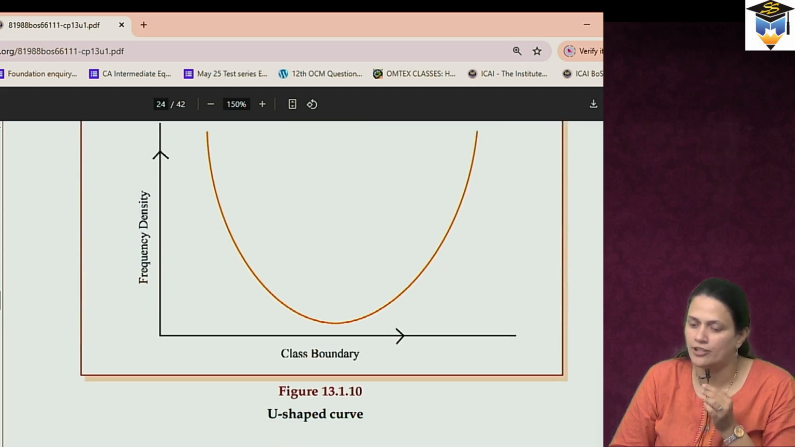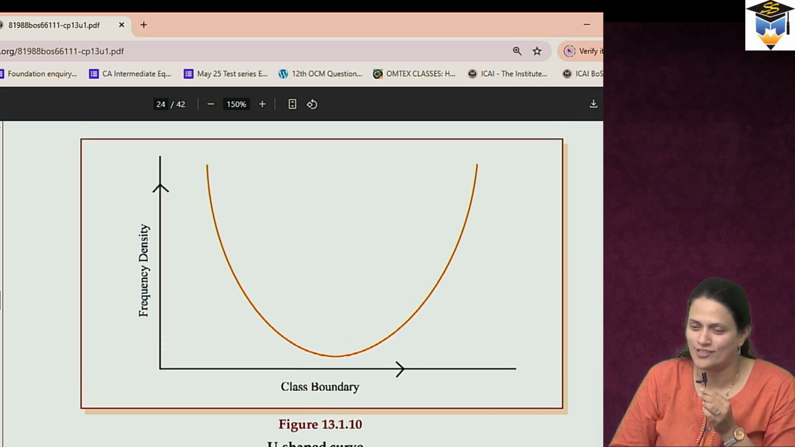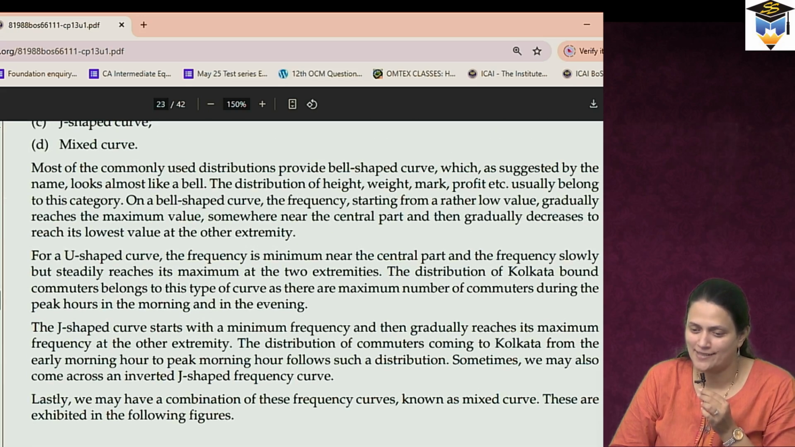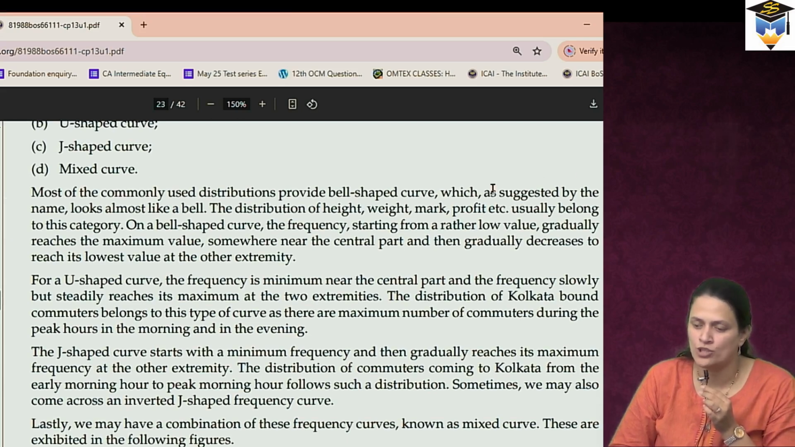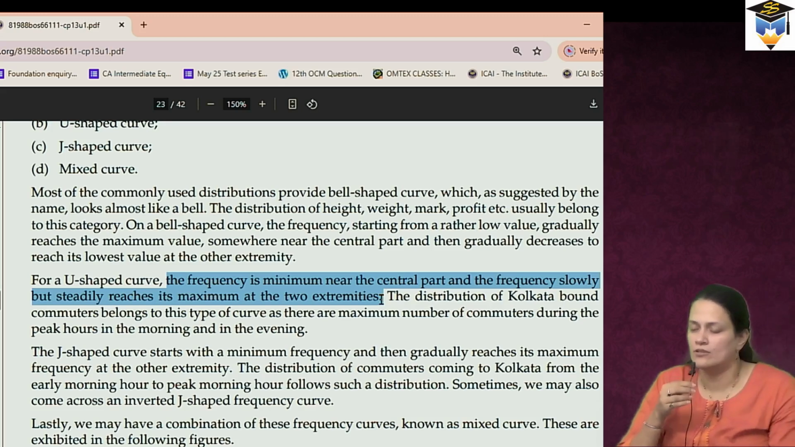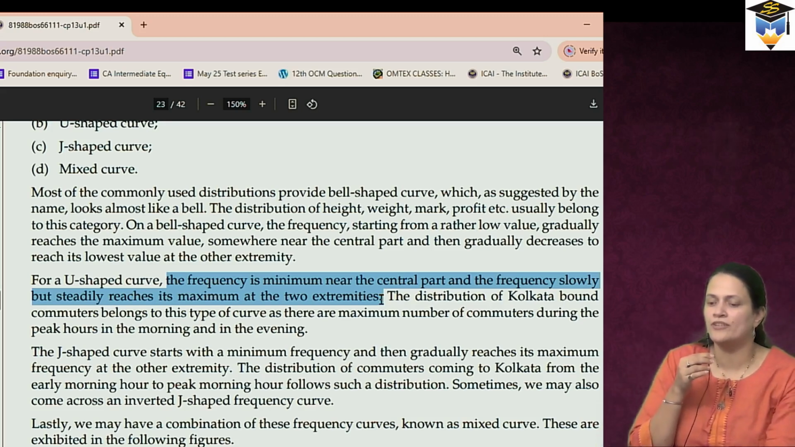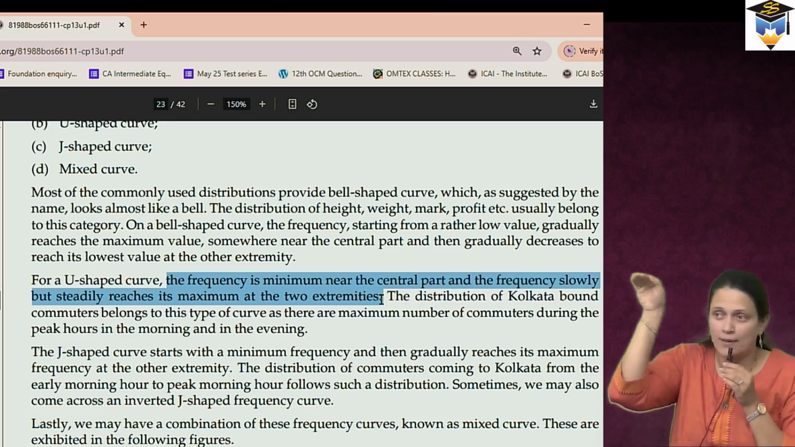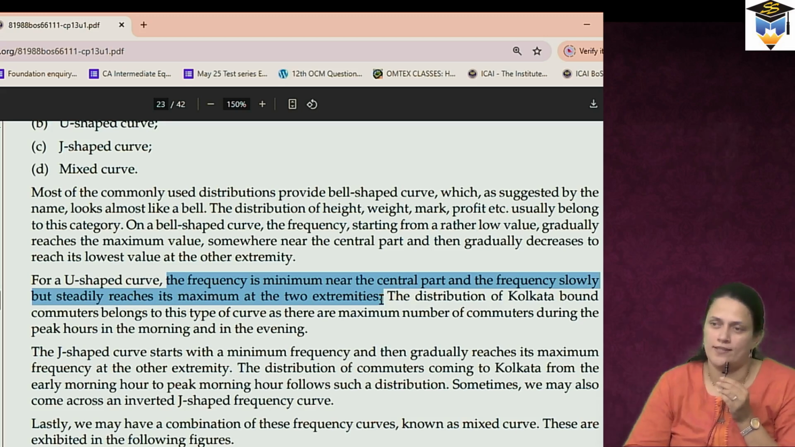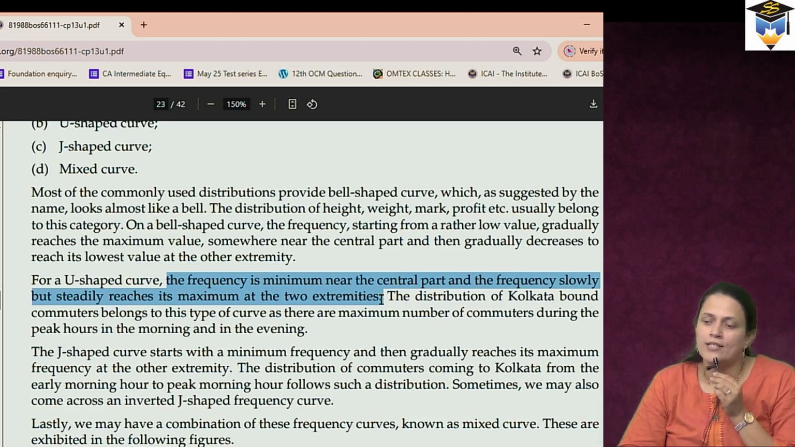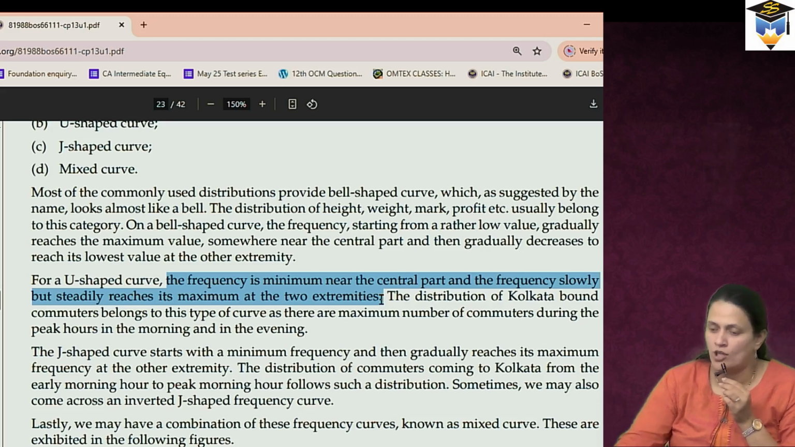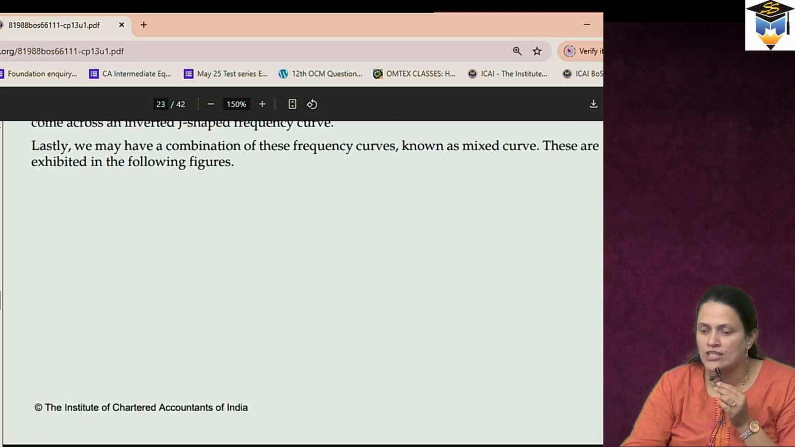Then this is a U-shaped curve. So now write down types of curves. Give the heading as types of curves. First is a U-shaped curve. Write this down. The frequency is minimum near the central part, not maximum. The frequency slowly but steadily reaches its maximum at the extremities. So the central part was our minimum part.